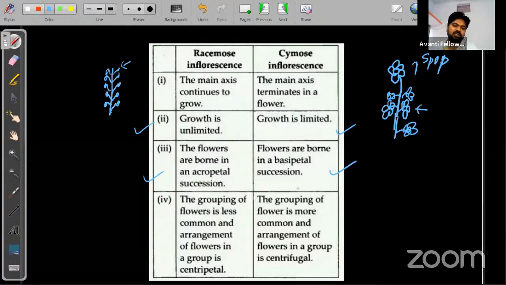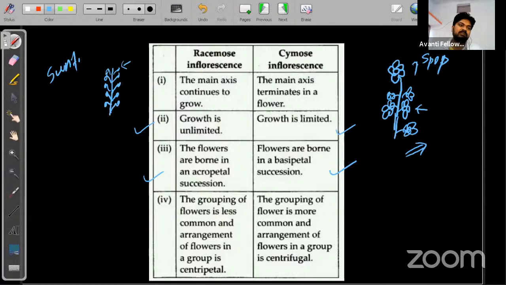Let's go to the next thing. The grouping of flowers in a centripetal arrangement is less common, and in case of cymose, the more common arrangement of the flower group is centrifugal. In case of this system, the arrangement of flowers is centrifugal. That means outward. We already took one example, that is the sunflower. In case of sunflower, we already talked about centripetal flowering, or generation of centripetal flowers. I think this is the difference.